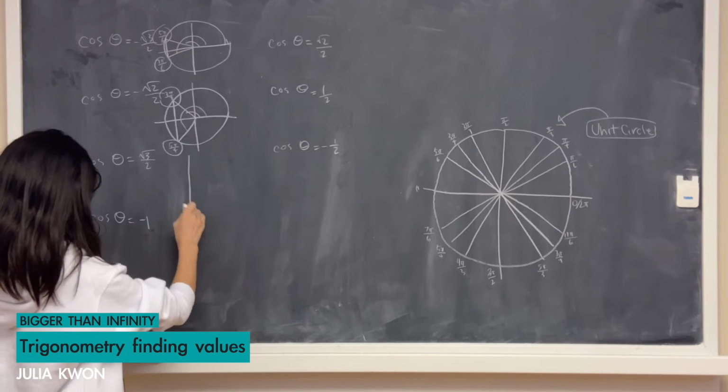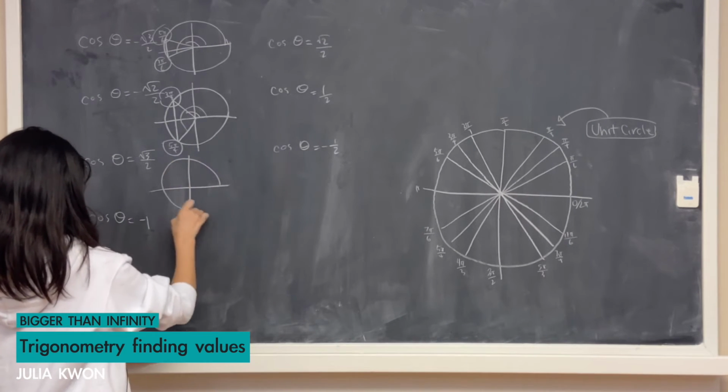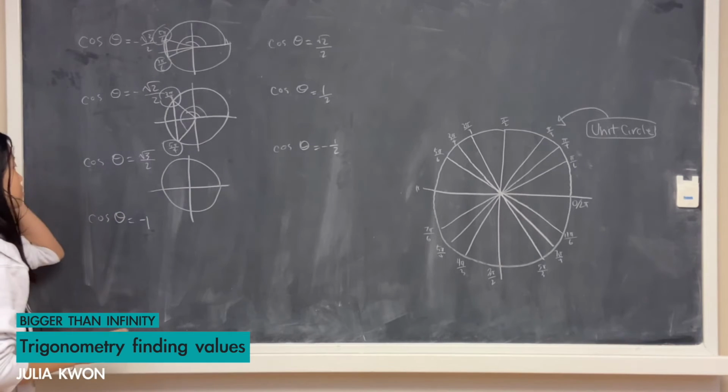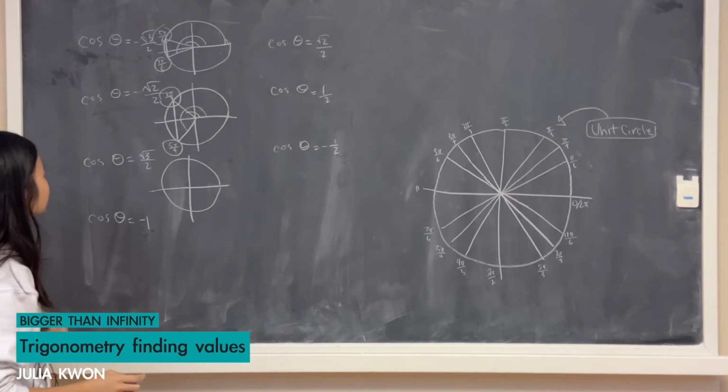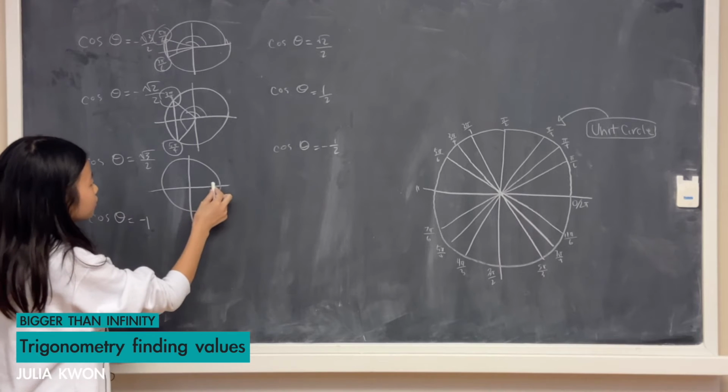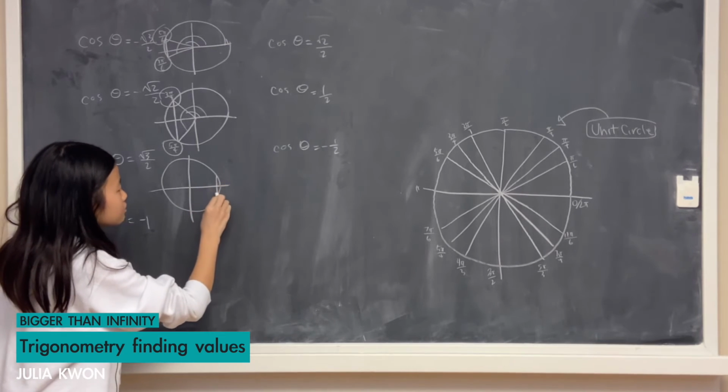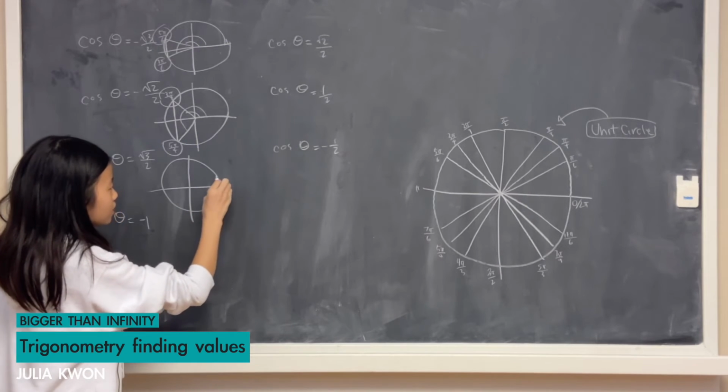And for cosine theta equals square root of 3 divided by 2, we would have the point really close to 1.